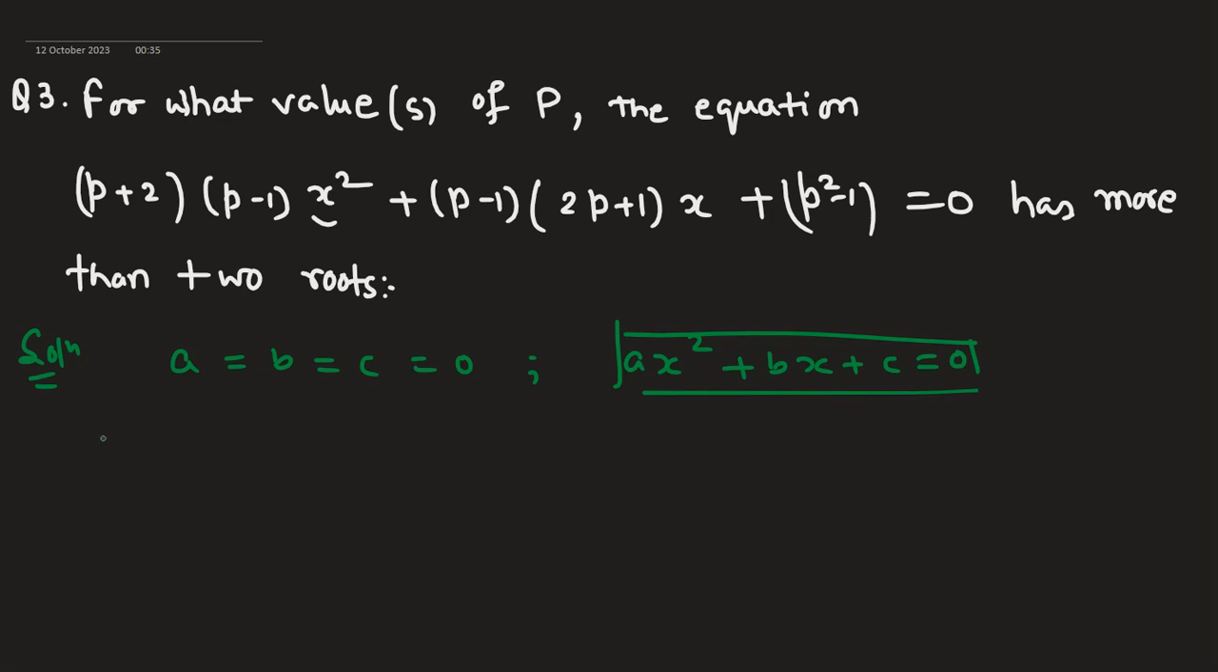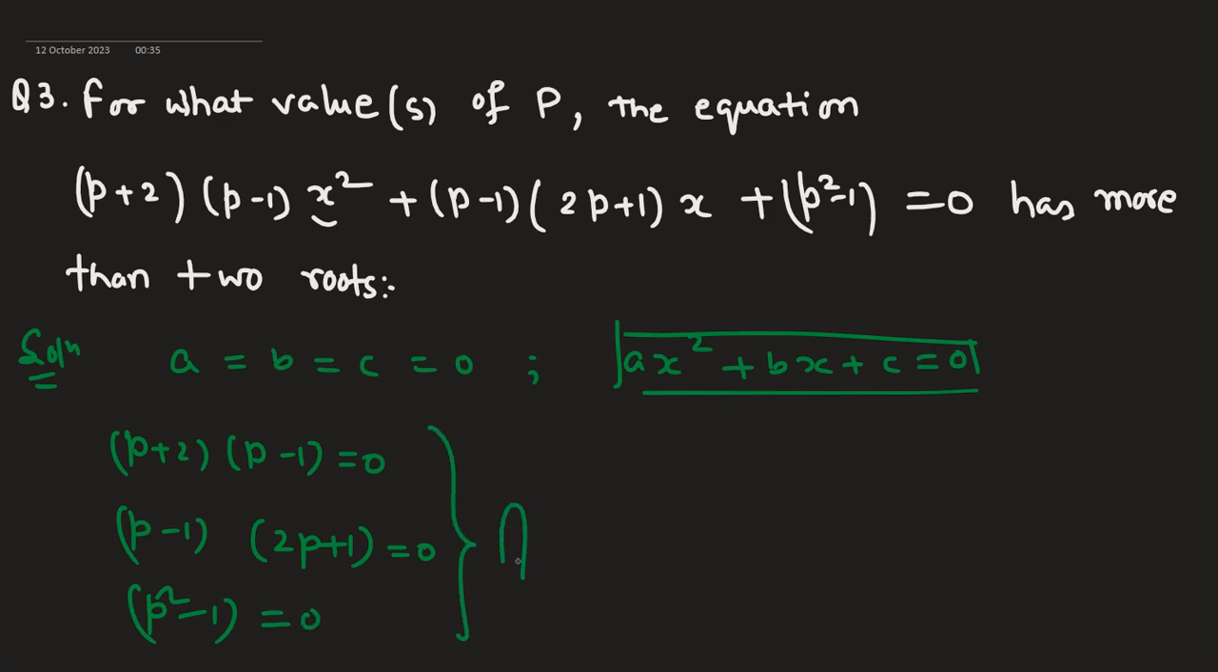now if we make the coefficients 0, then p plus 2 and p minus 1 should be equal to 0, p minus 1 and 2p plus 1 should be equal to 0, and p square minus 1 is also 0. So if you take the intersection of all these relations, you get the exact value of p.